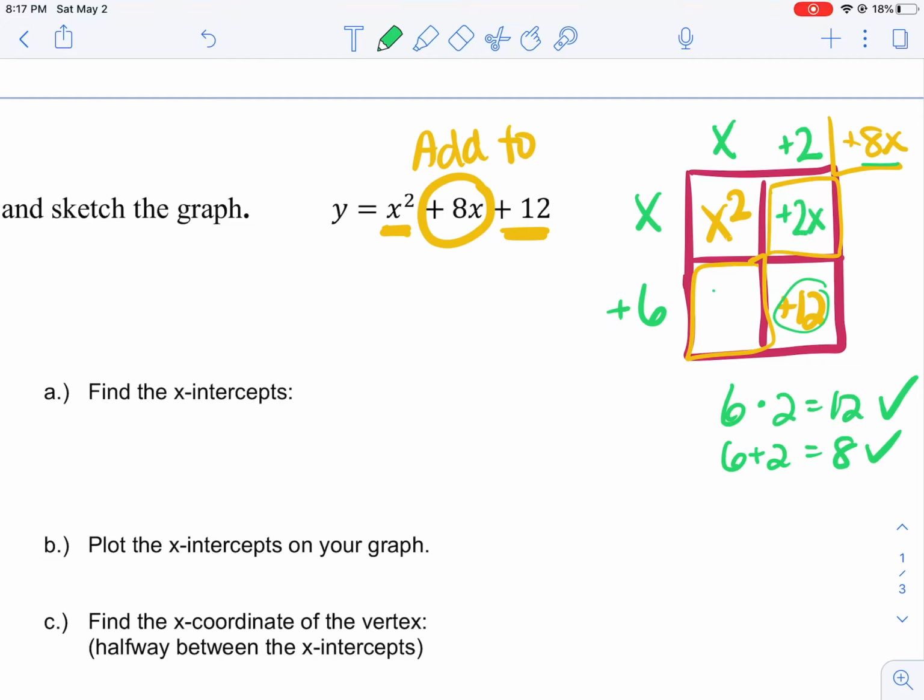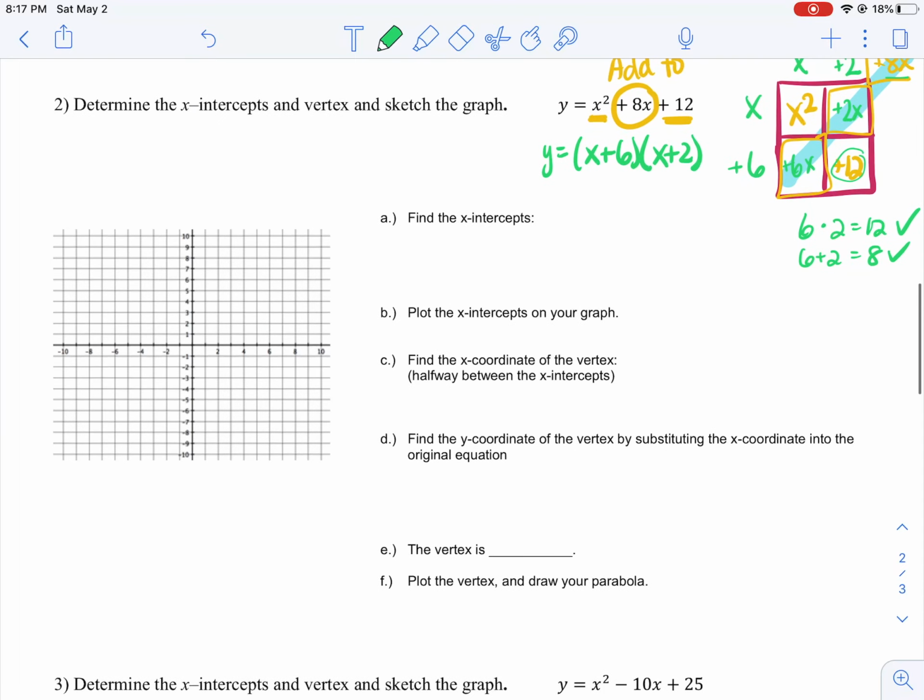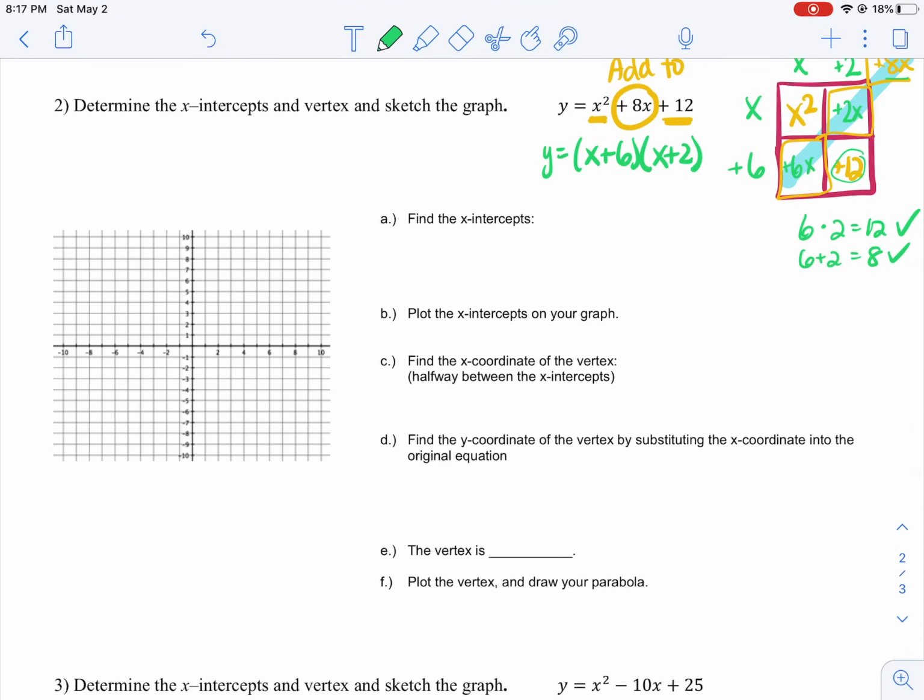Okay, so if we double check our work here, you're going to see it adds up together and multiplies, so we're good. So here are my factors: parenthesis x plus 6, parenthesis x plus 2. Now we can use these same steps as question number 1 to help us graph.